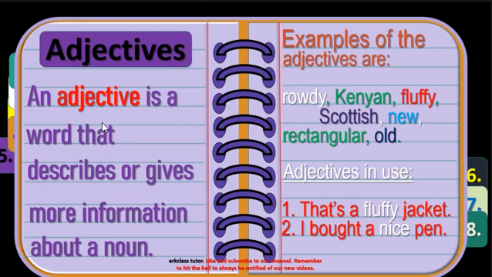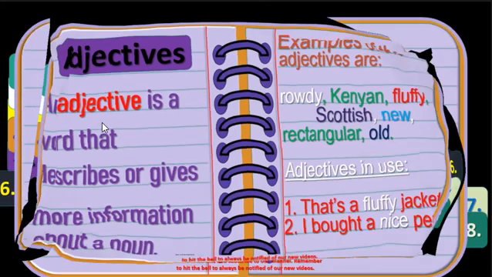It is also good to note that in most cases, adjectives will come before a noun. And there are even other cases where we can have more than one adjective coming before a noun. Just to go through once more, we've said an adjective is a word that describes or gives more information about a noun.